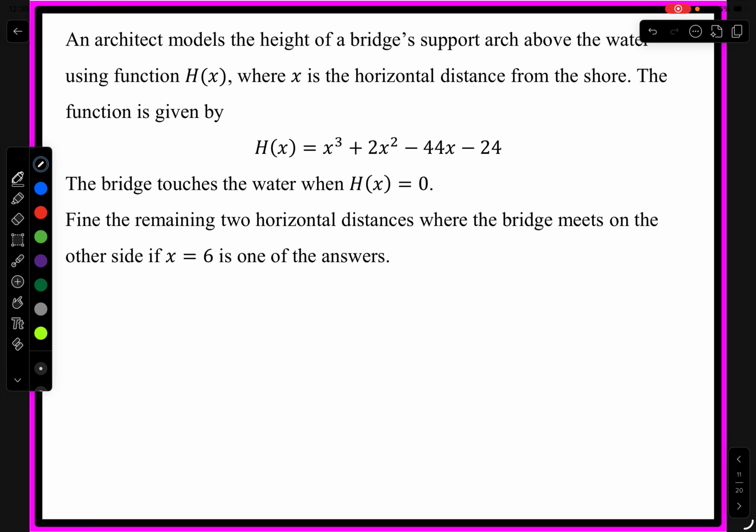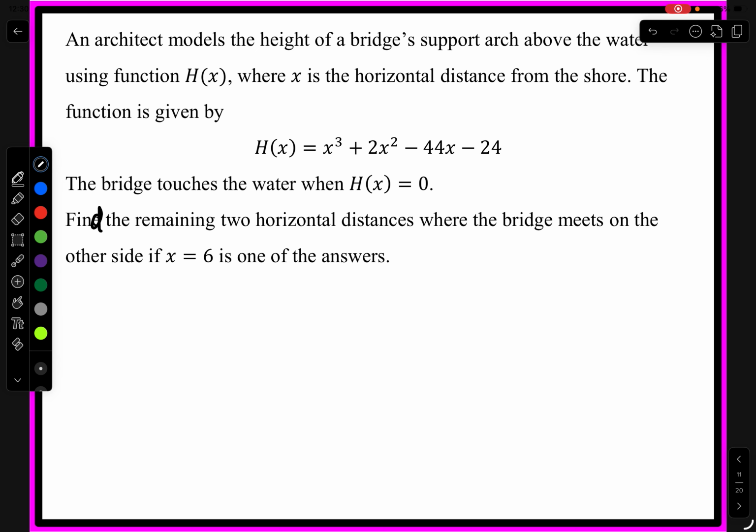So an architect models the height of a bridge support's arch above the water, using again this function h of x, where x is the horizontal distance from the shore. Now the function is given by, as you see right there, x to the third power plus 2x squared minus 44x minus 24. Now the bridge touches the water when h of x is equal to 0. Now, there's a lot of typos here.